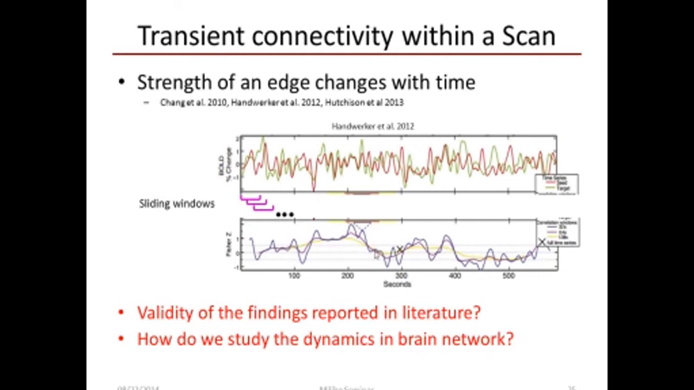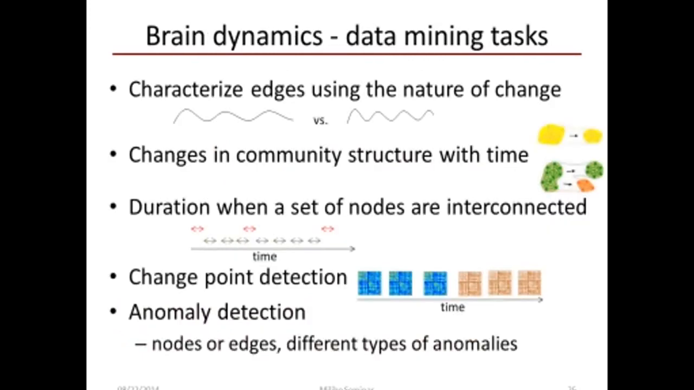Now here are a set of data mining tasks that can be studied, and some of them have been looked at by us and others in this area. The first question is, can we characterize the edges based on the dynamic nature? For example, if this is how the correlation changes between two regions with time, can we use how the correlation is changing to characterize the edge? For example, here it's changing relatively slowly, whereas in this particular scenario here it's changing relatively fast.